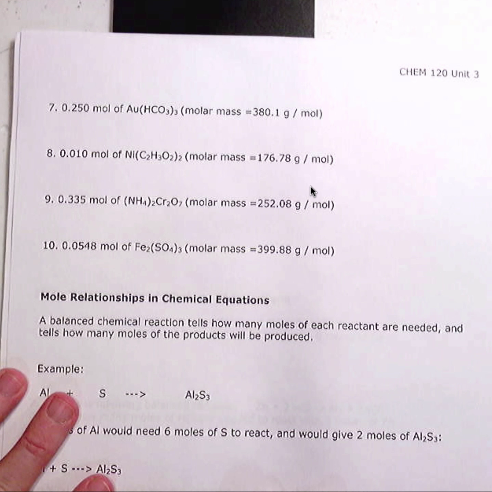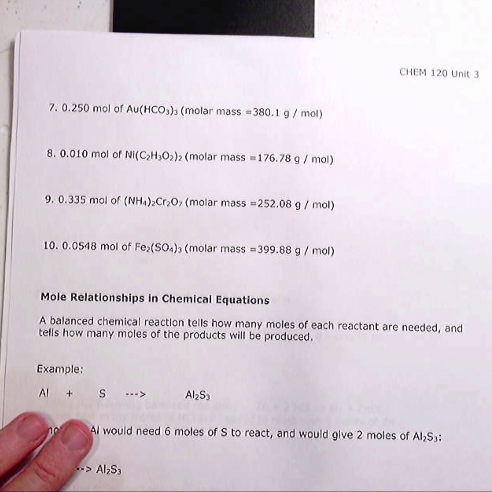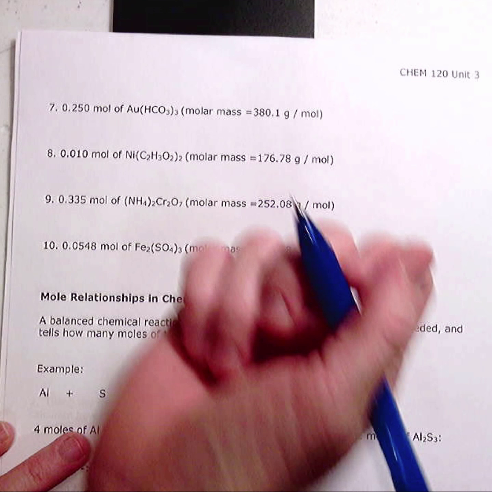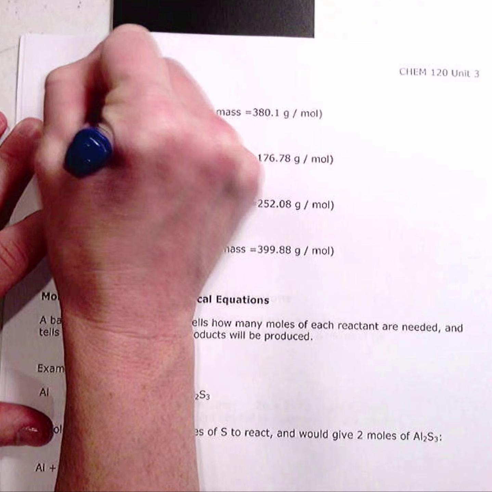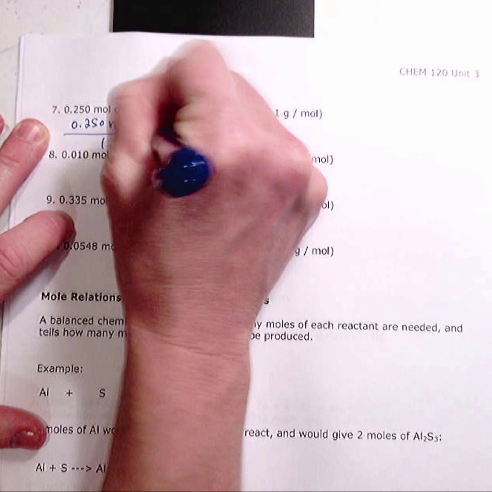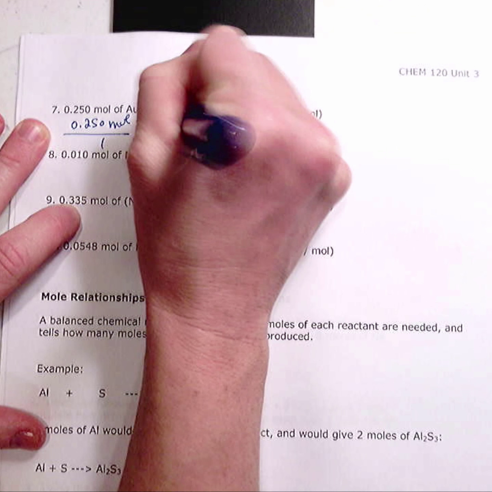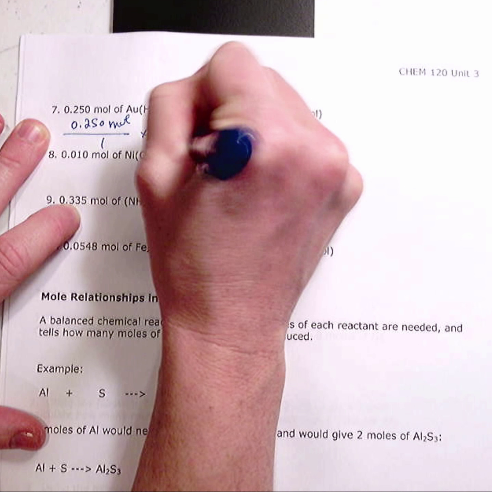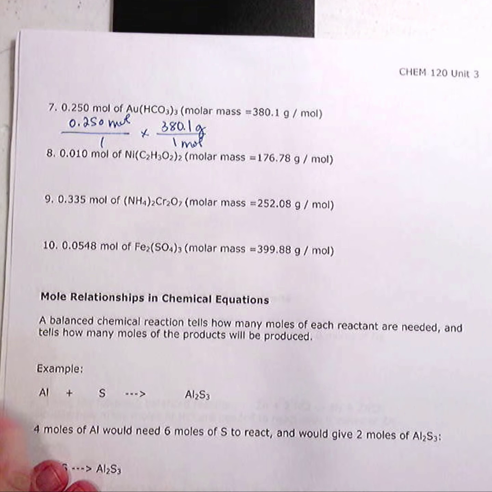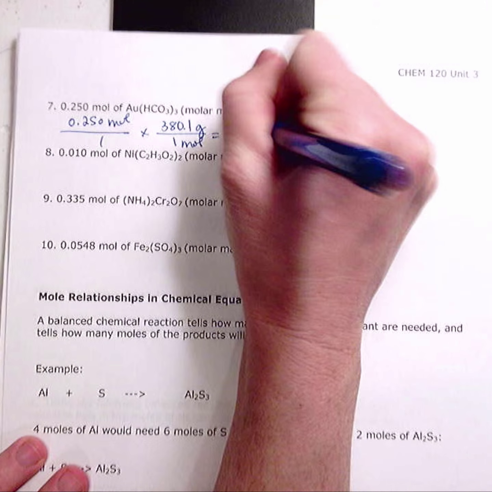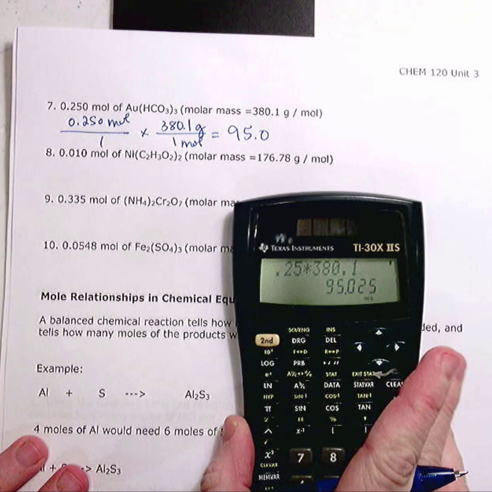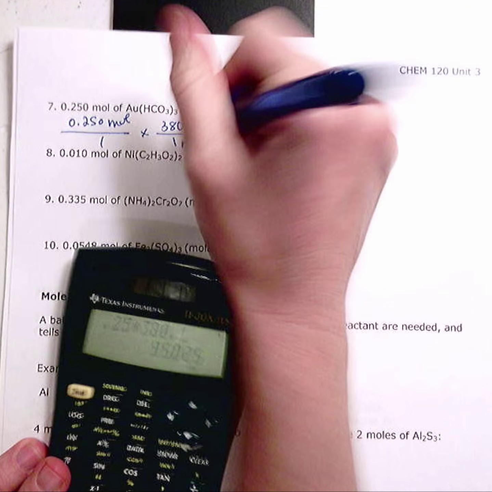All right, let's do one more on this. On the next page, you have more practice, which is, you can never get enough practice in chemistry. Practice, practice, practice. Okay, so we're going to use our starting quantity, and there's our molar mass. So 0.250 moles over 1 times 380.1 grams per mole. So you end up with 95.0 grams. Our moles cancel out.